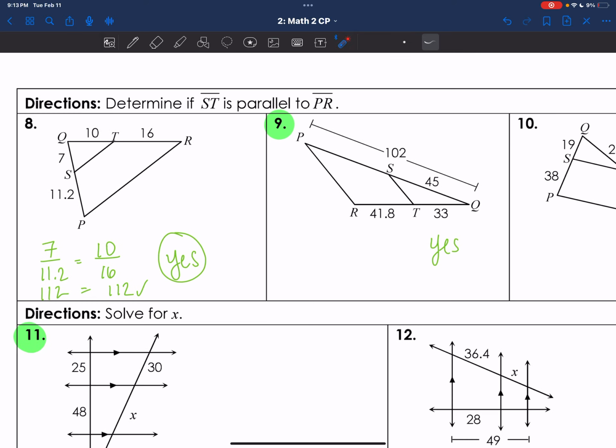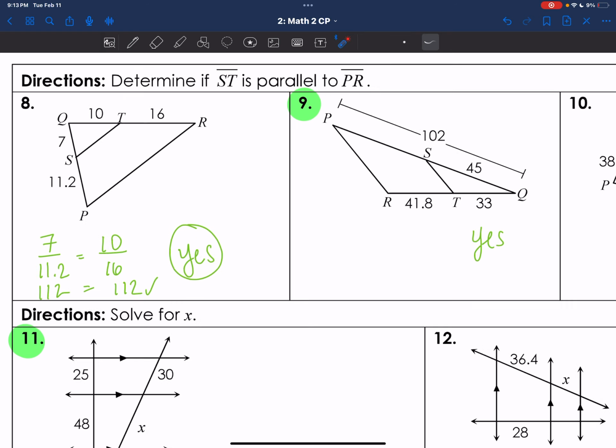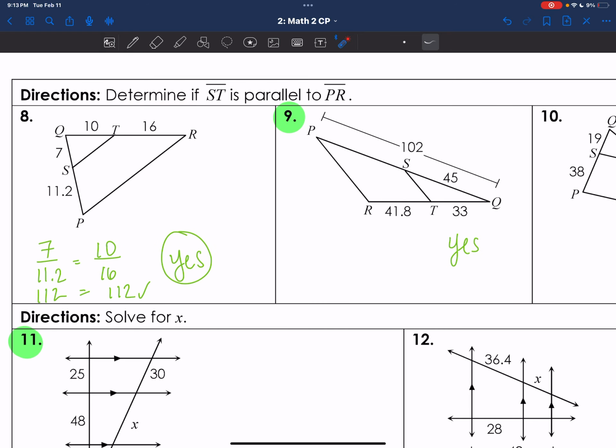And on this side, I did 8 for you, so you have to determine if it's parallel. If it's parallel, then it works out. So again, we're wondering, are these parallel? All right, so I'm going to do 7 over 11.2, and I'm going to see if that equals 10 over 16. So when you cross multiply, I get 112 equals 112. So since those numbers are the same, we say yes, that they are parallel.